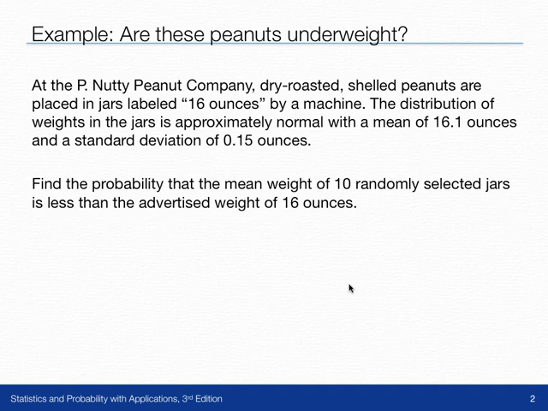At the Peanutty Peanut Company, dry roasted shelled peanuts are placed in jars labeled 16 ounces by a machine. The distribution of weights in the jars is approximately normal with a mean of 16.1 ounces and a standard deviation of 0.15 ounces. We want to know what the probability is that the mean weight of 10 randomly selected jars is less than the advertised weight of 16 ounces.